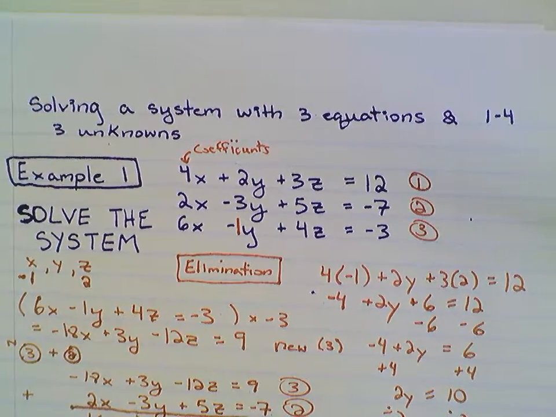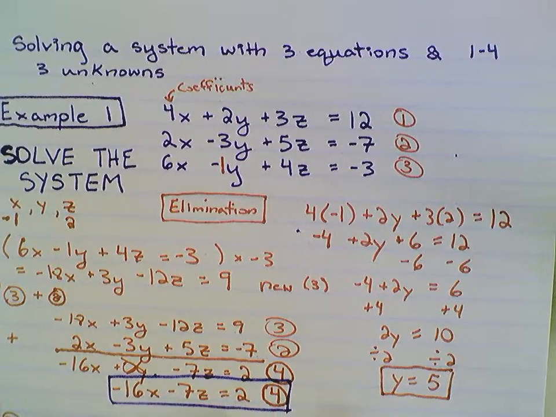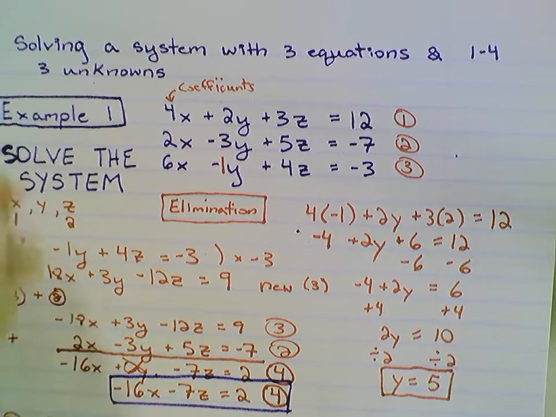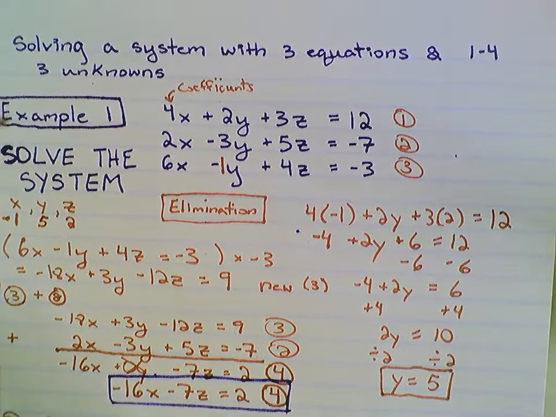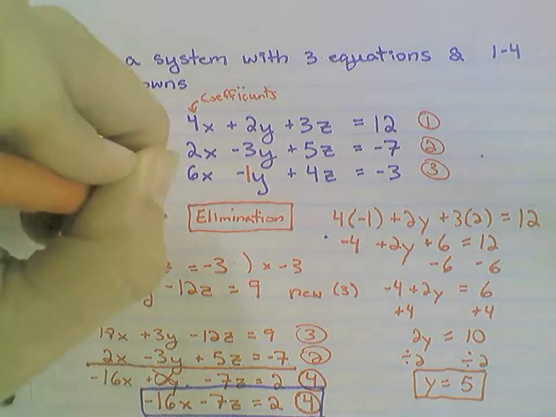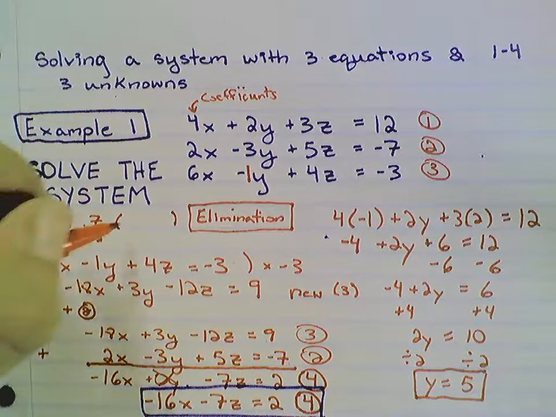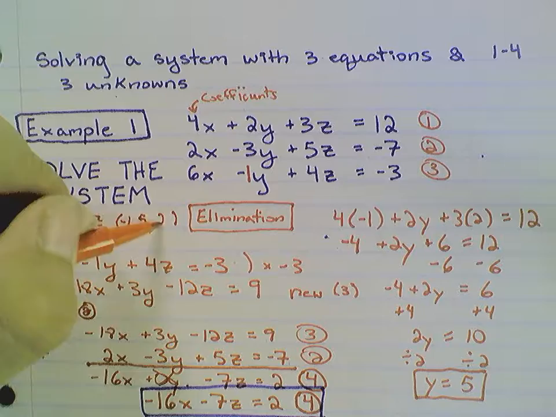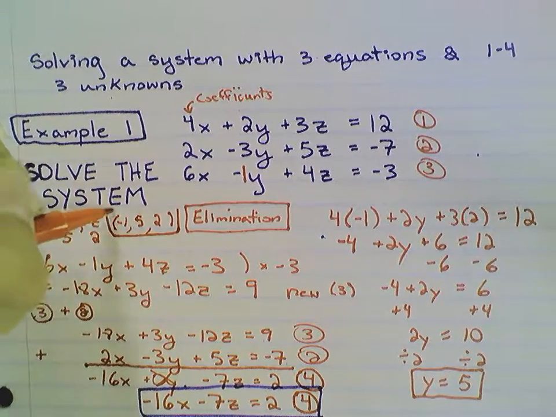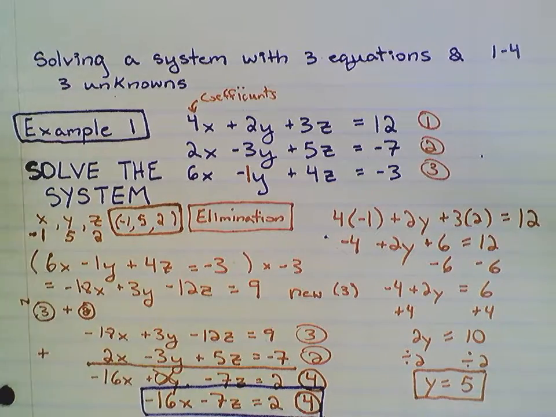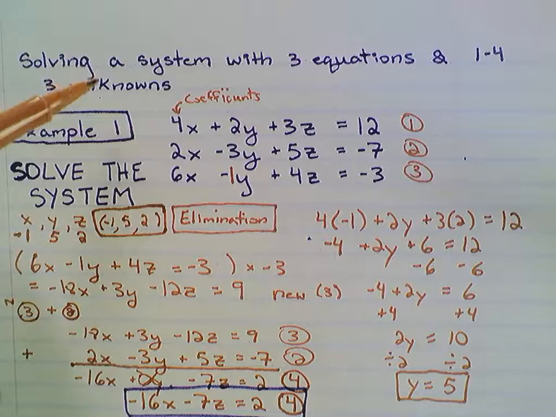Okay, and then just remember, when I'm down here and I have y equals 5, that will give me the last part of the solution. Y must be 5. Now normally, when we write our solutions to a system, we write them as points. So we would say that the solution to this problem is negative 1 comma 5 comma 2. That would be the solution to this system.